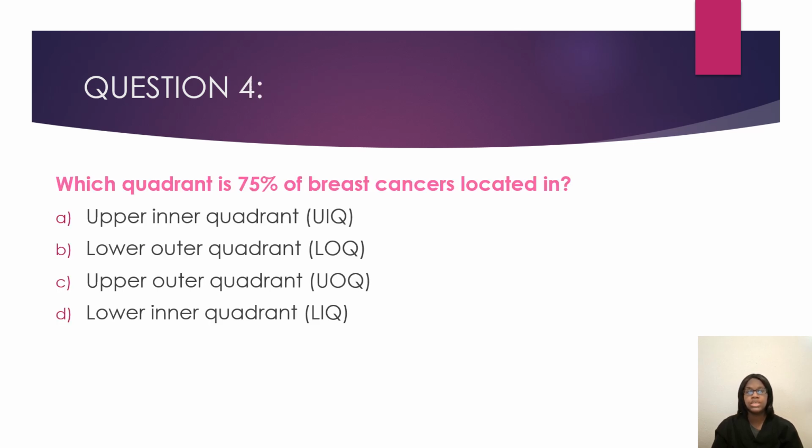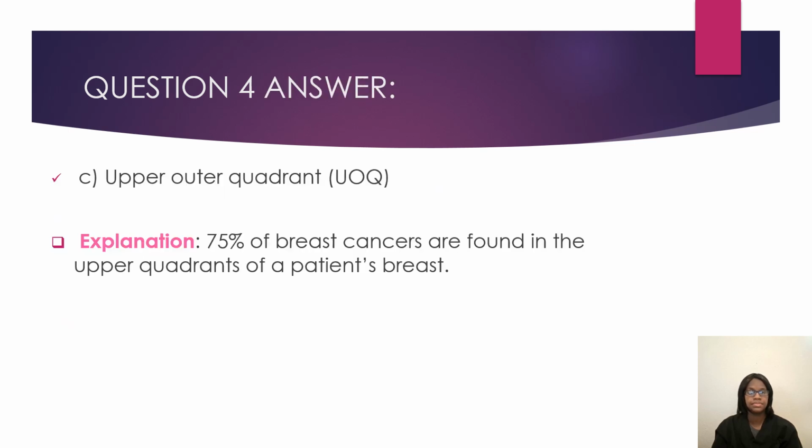Question 4. Which quadrant is 75% of breast cancers located in? Your upper inner quadrant, lower outer quadrant, upper outer quadrant, or lower inner quadrant? Upper outer quadrant. This is where 75% of breast cancers are found.